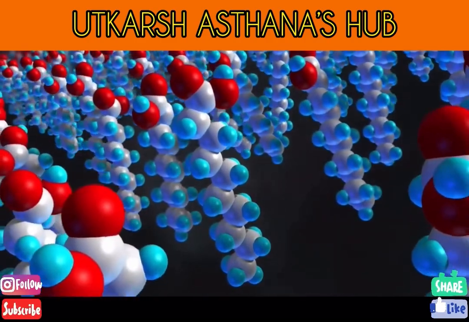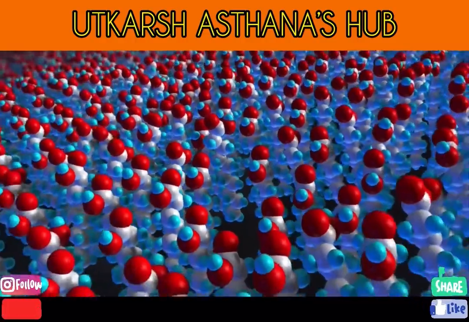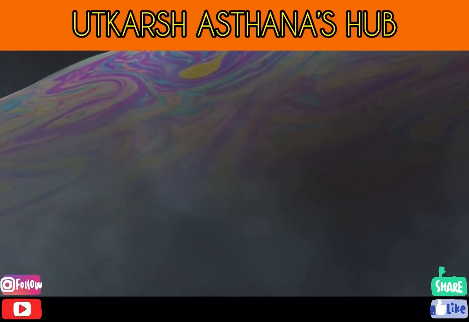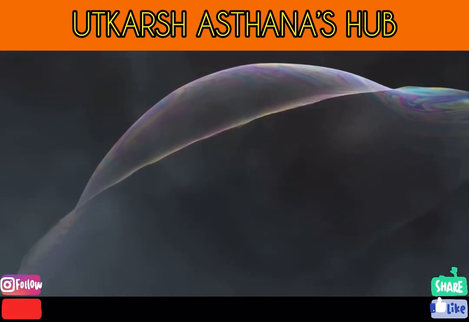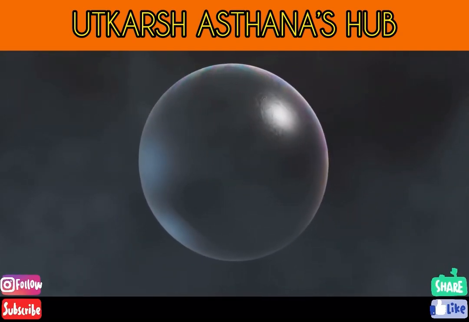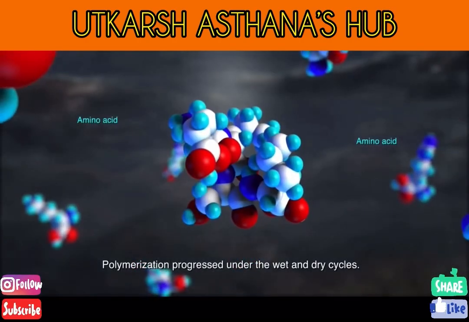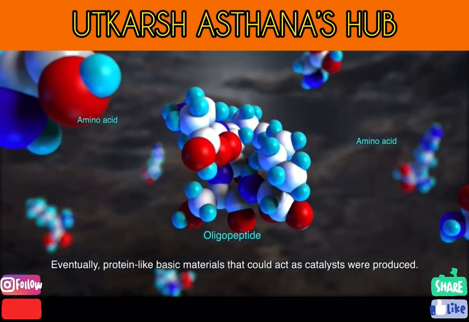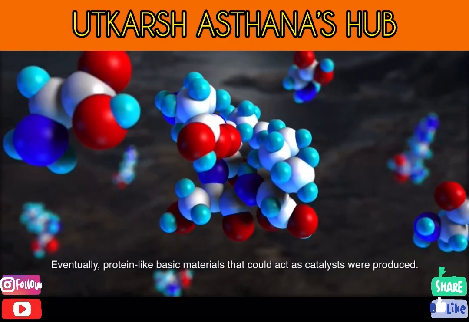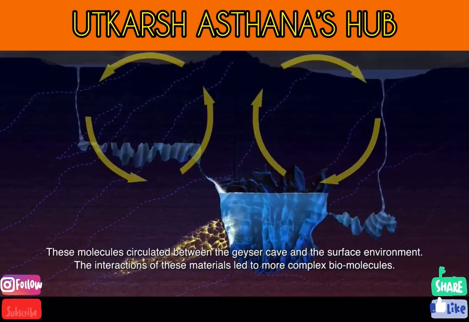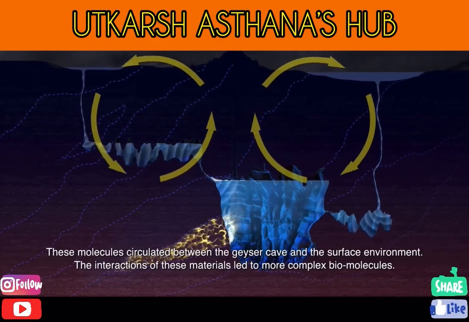Fatty acids grouped together in huge quantities, which resulted in the encasing of the proto-life molecules. And that is how proto-life began on Earth, slowly, steadily and eventually. Then polymerization progressed under the wet and dry cycles. Amino acids and oligopeptides were formed. Eventually, protein-like basic materials that could act as catalysts were produced, because of which these molecules circulated between the geyser cave and the surface environment. The interactions of these materials led to more complex biomolecules being formed.